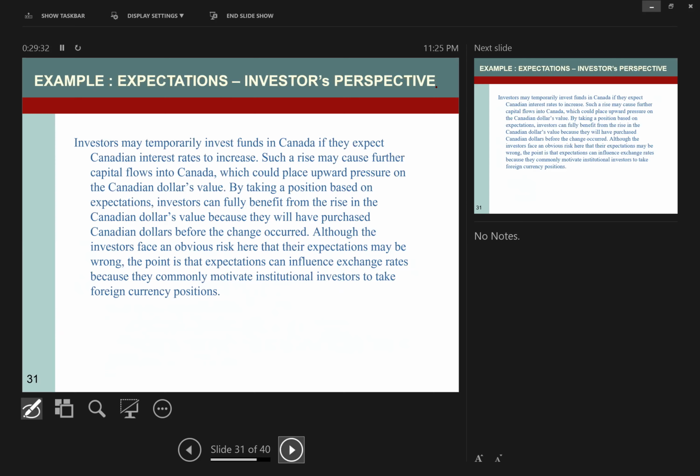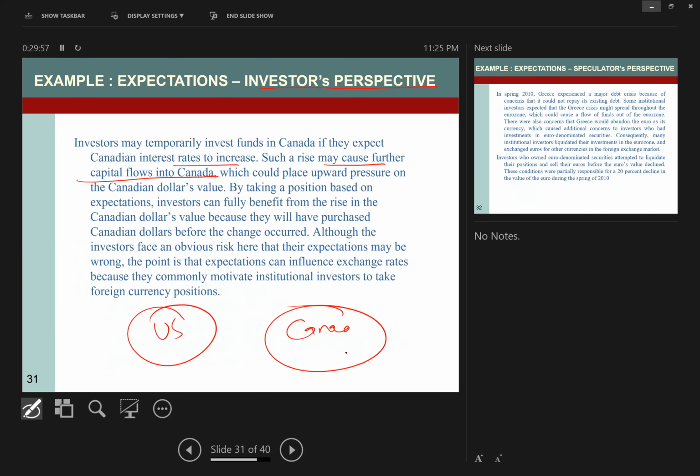For investor perspective, the example is that investors may temporarily invest funds in Canada if they expect Canadian interest rate to increase. Such a rise may cause further capital flow to Canada. Understand? If you are in US and in Canada interest rate is higher, so what happened? Capital flow will move to Canada. There's going to be more money coming to Canada, which could place upward pressure on Canadian dollar.